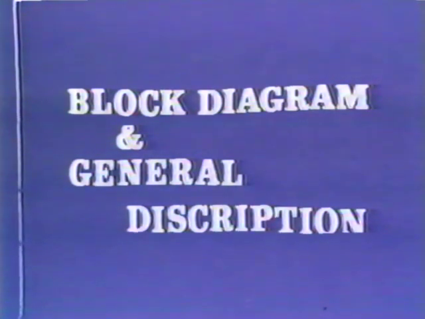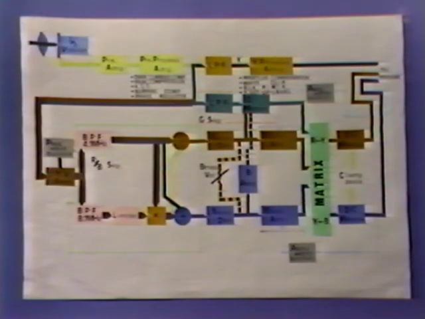This audiovisual program is to help understand the block diagram and the operation of the JVC GX-V7 color video camera. First, we start with the block diagram of the video process system. This is the diagram of the video process system.